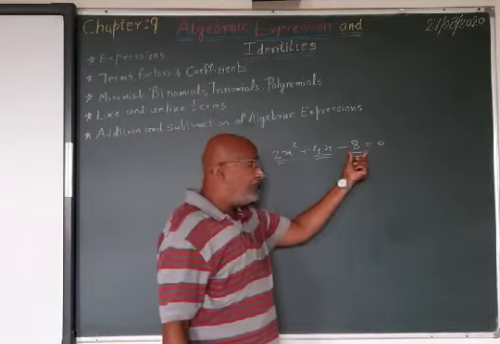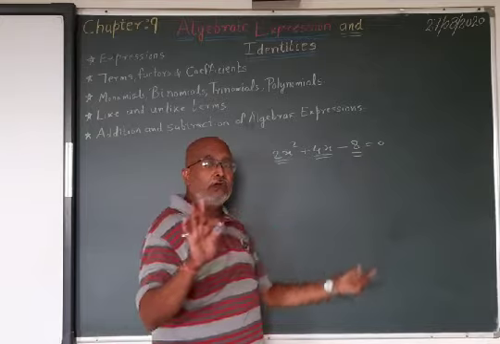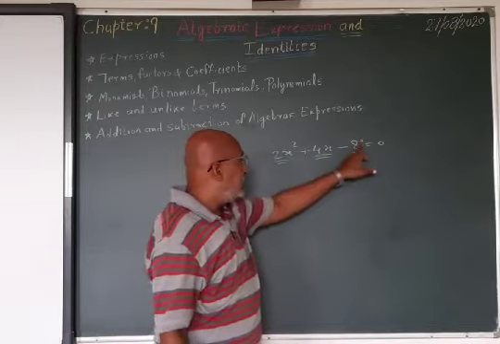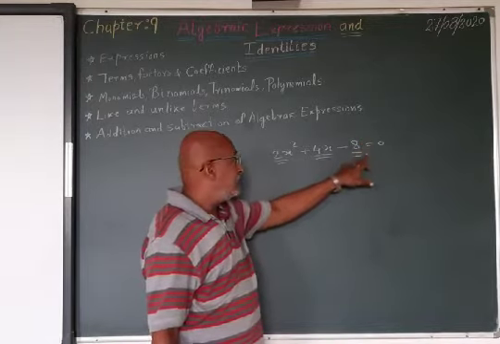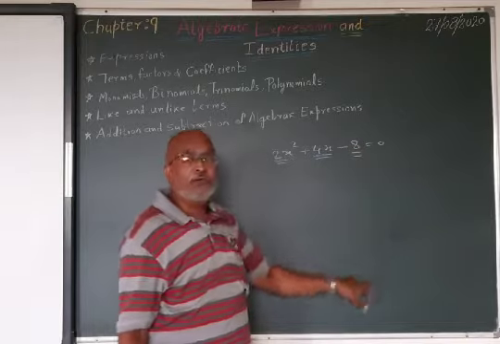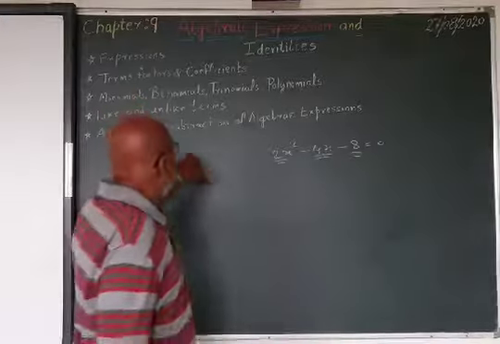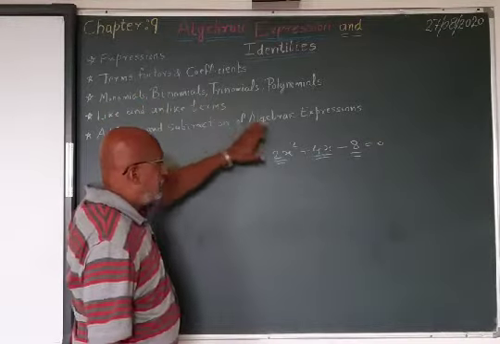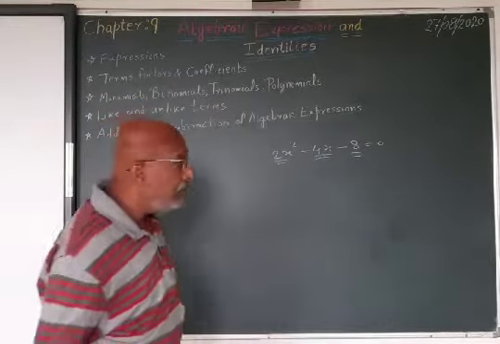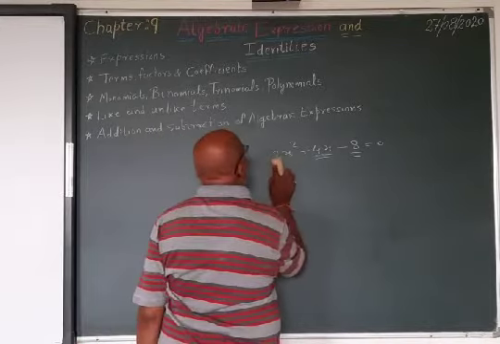But here 8 is alone. It is not called the coefficient because there is nothing to say coefficient. Hence this is considered as a constant. Got it clear? Now these are the coefficients. Okay, you have understood. Now we'll go for the factors.